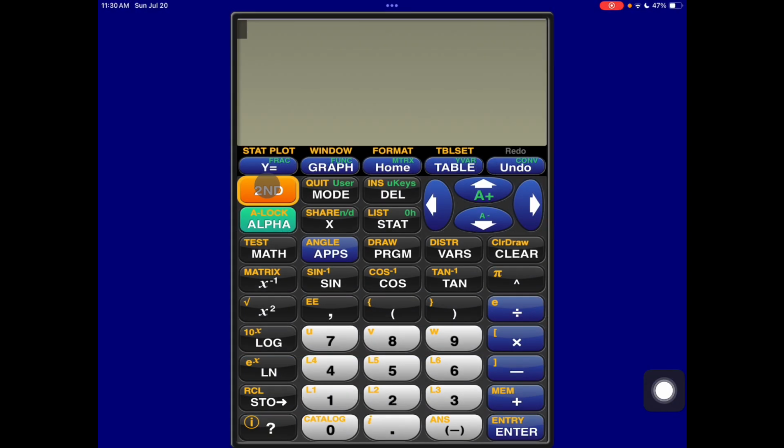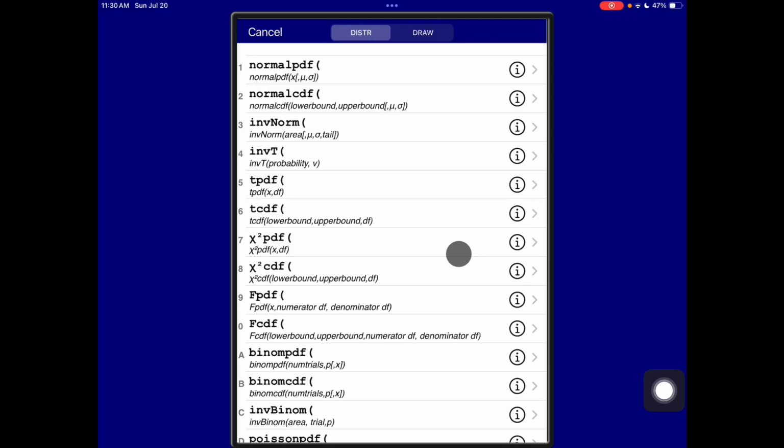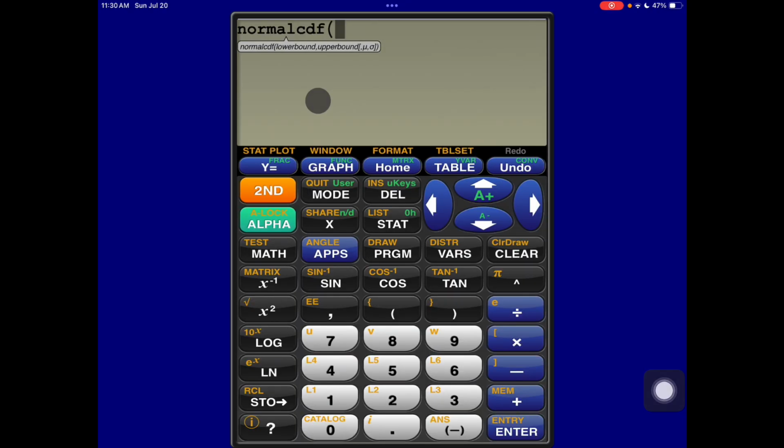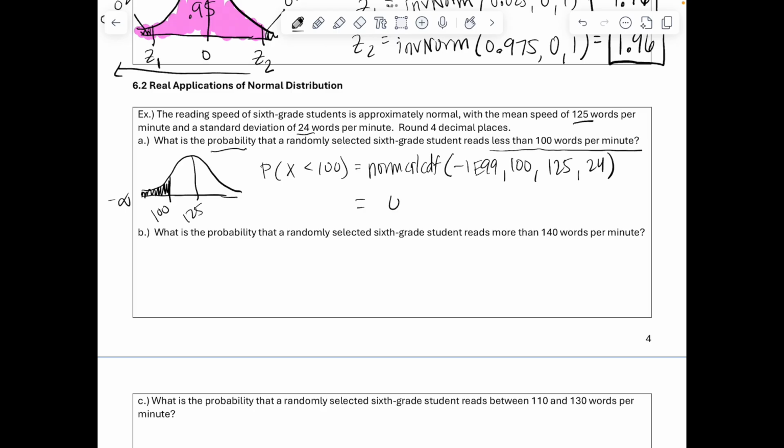On the graphing calculator, we're going to go to second vars, normal CDF. Lower bound is negative 1E99. So negative 1, E is second, comma, 99, then comma, our upper bound for this one is 100, comma, our mean is 125, comma, standard deviation is 24, close your parentheses, select enter. From the graphing calculator, we get 0.1488.